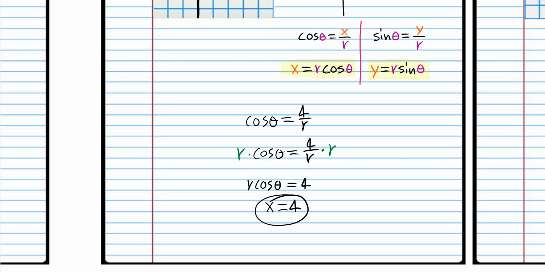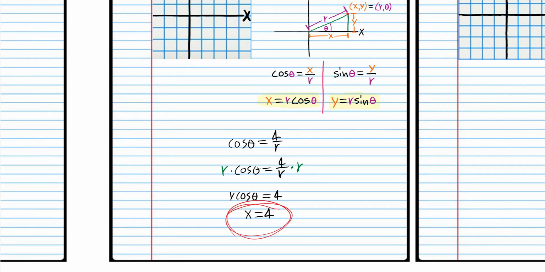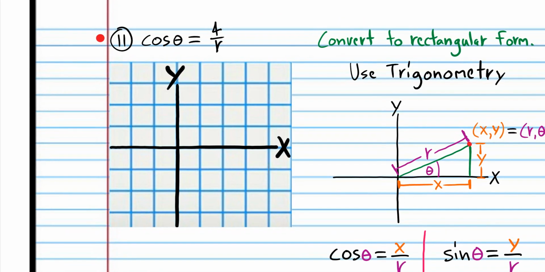It's in rectangular form. So what is that? Well, that's just a straight line. It's a vertical line. Okay, x equals 4 is just a vertical line. So believe it or not, this equation is just a vertical line at x equals 4.